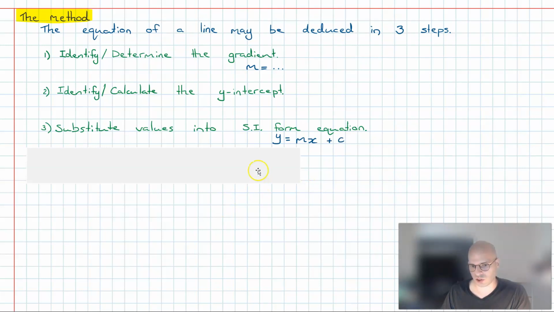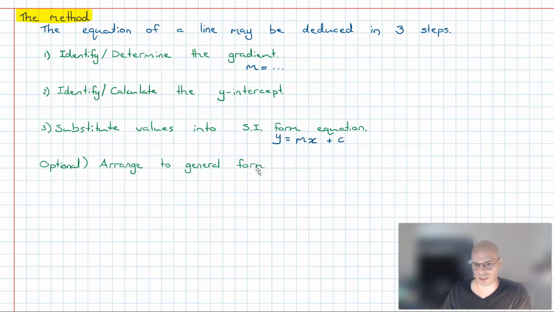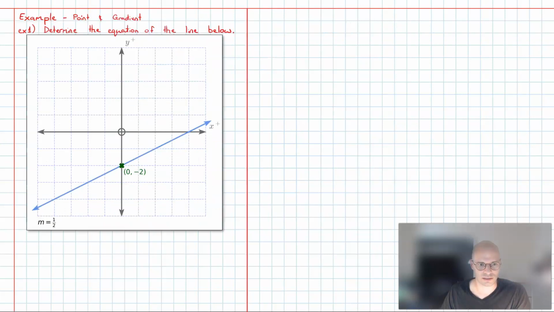And if you choose to go one step further, you can rearrange the slope-intercept form into general form, but that's not necessary. Sometimes you do because it's helpful, but you don't have to do that. Alright, let's have a look at an example of how this can be done.